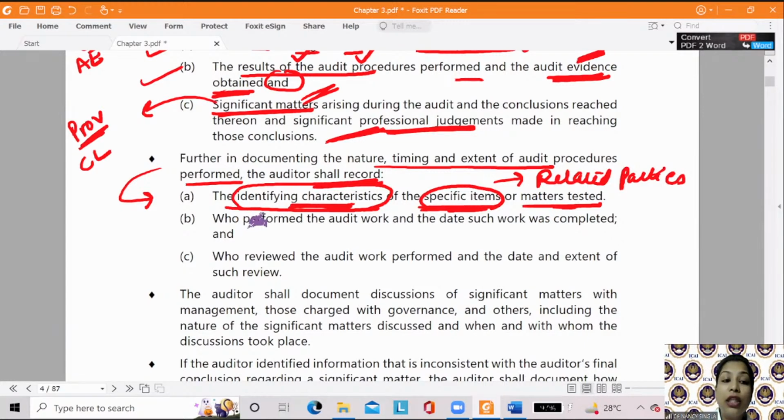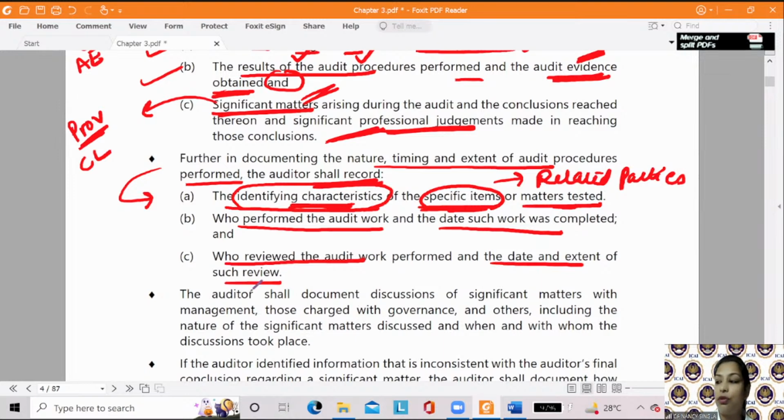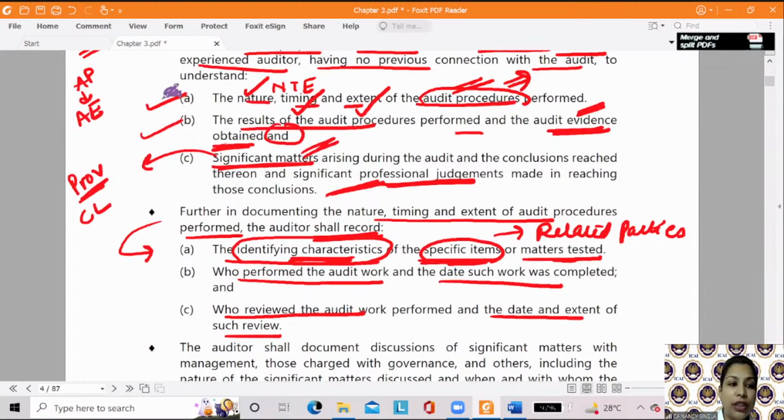Further, who performed the audit work and the date such audit work was completed, and who reviewed the work and the date and extent of such review. Do you understand? So with respect to the first point, the NTE of audit procedures, the auditor needs to maintain a record of all these things. If there are certain identifying characteristics, for example related party transactions, the auditor needs to specifically mention that. Also who performed the audit, the date, who reviewed the audit, and the date and extent of the review.